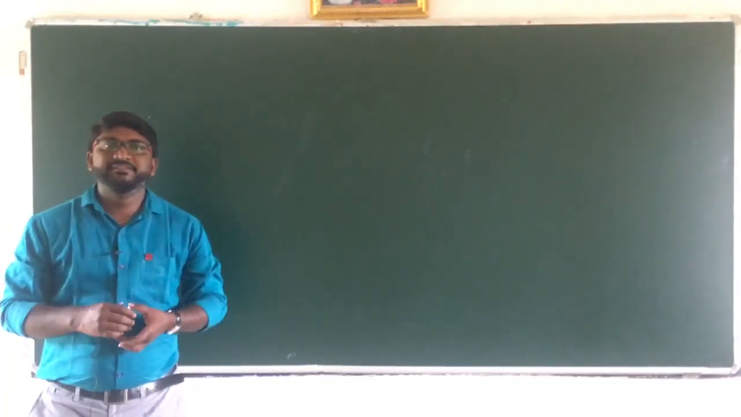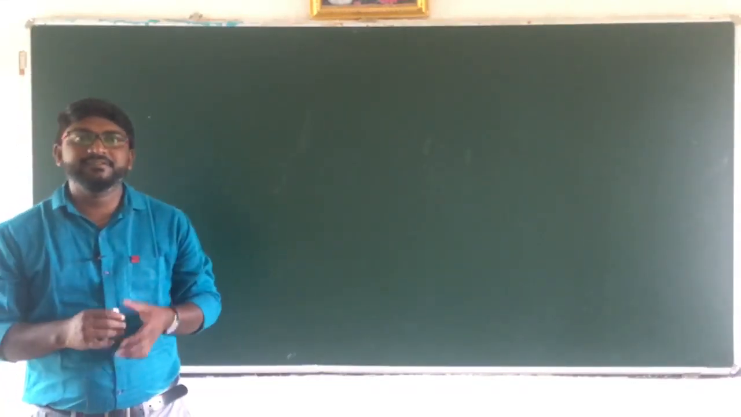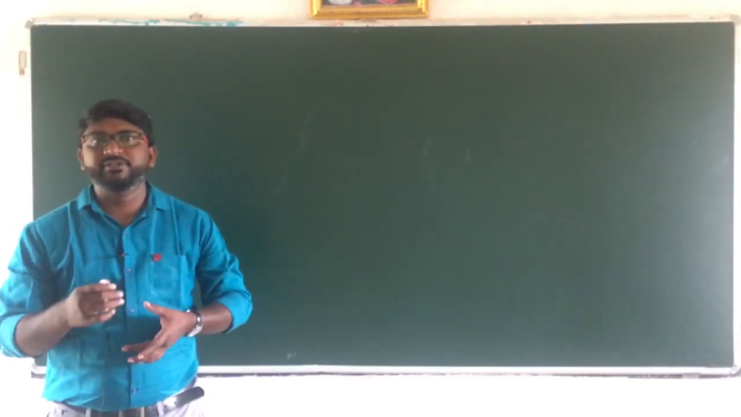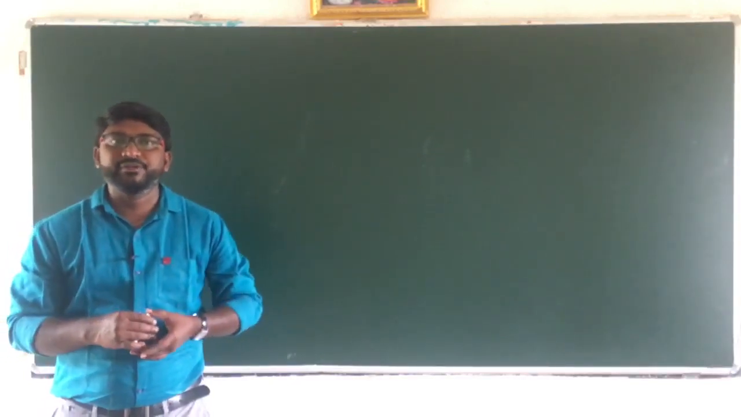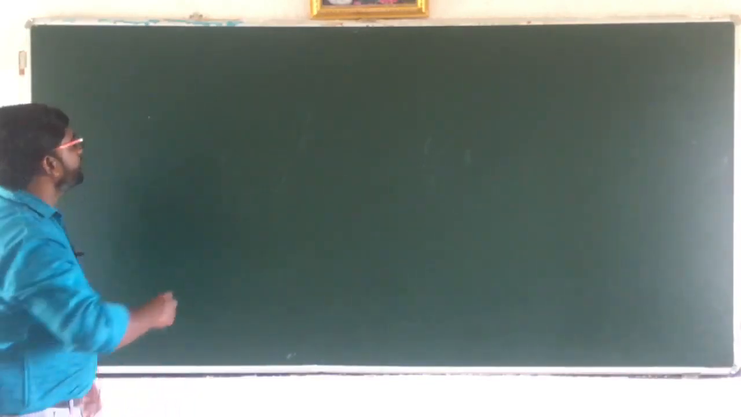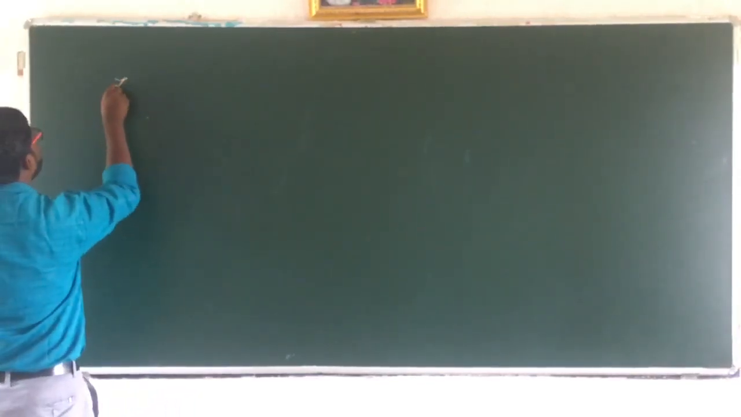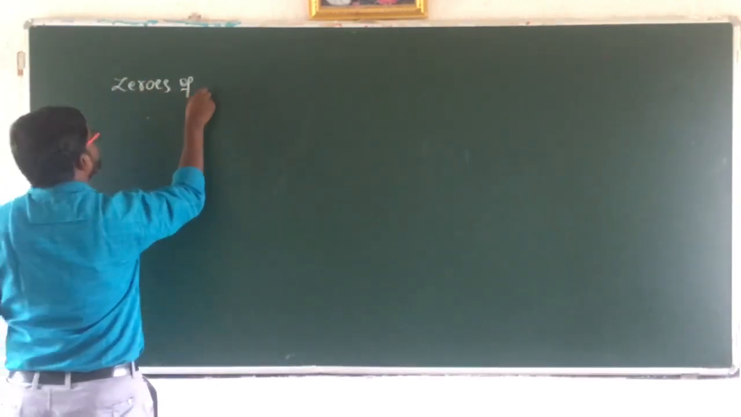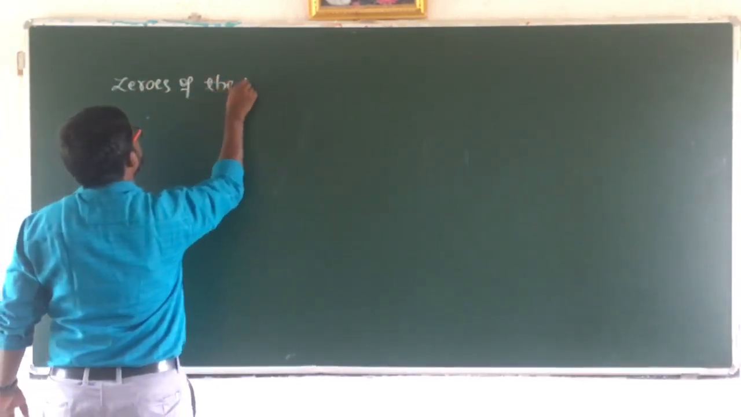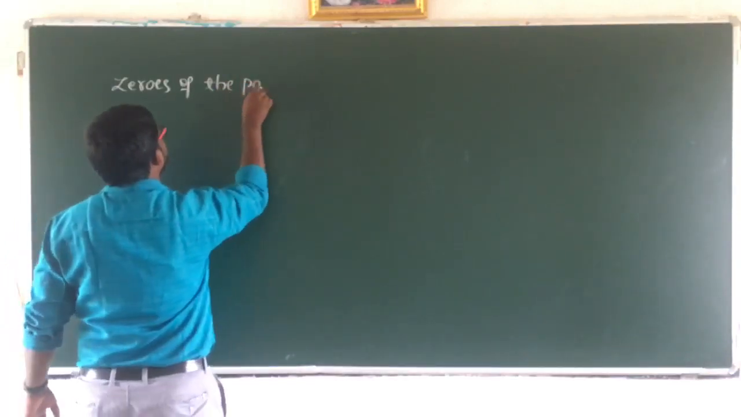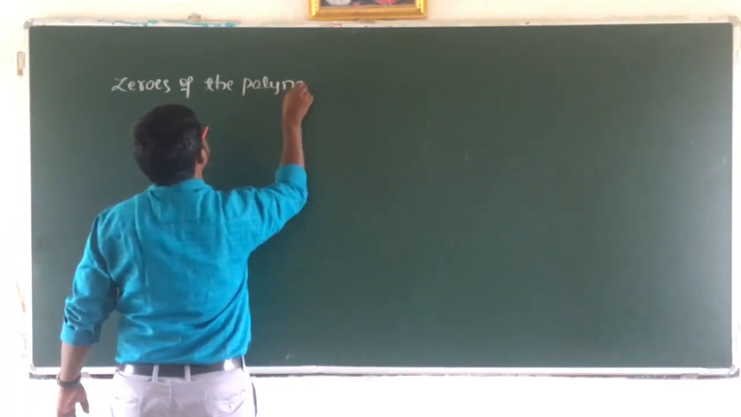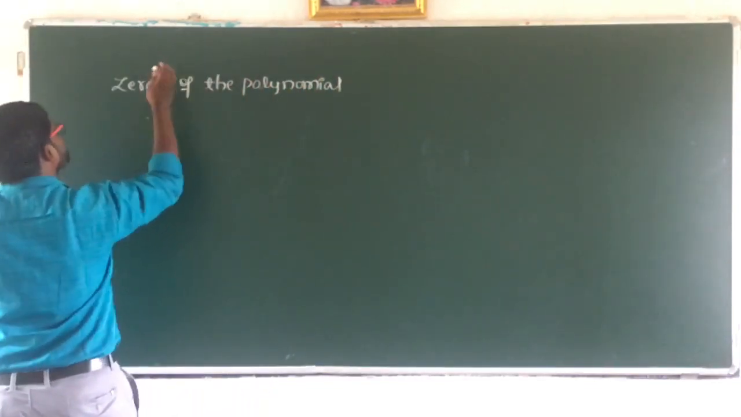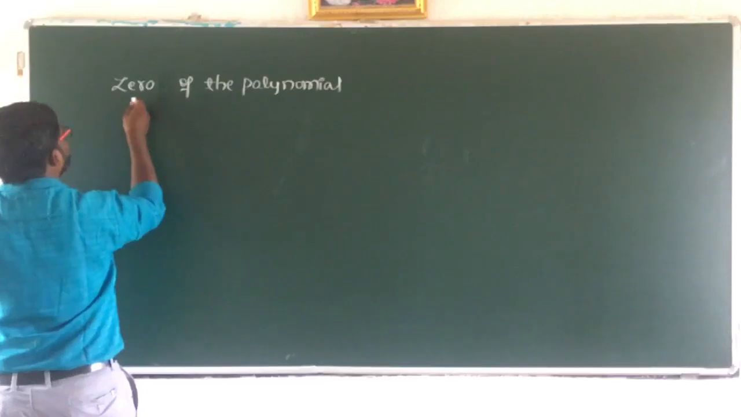Good afternoon, students. In the last class, we started with chapter 9, polynomials, and we discussed some of the basic terminologies related to polynomials. In that, we discussed the zero of the polynomial.